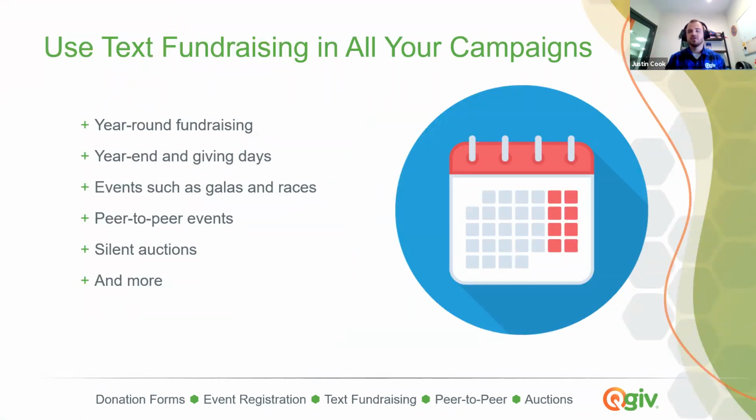How to use text fundraising? You can use it in all of your different campaigns. You can use it when you're year-round fundraising. You can use it during your year-end and giving day campaigns. You can use it in events such as galas and races. You can also include this in your peer-to-peer events and help your participants raise more for you using text fundraising. You can use it for your silent auction events as well. We have so many different options that you can use this with. We'd be here all day if I tried to list them all out.